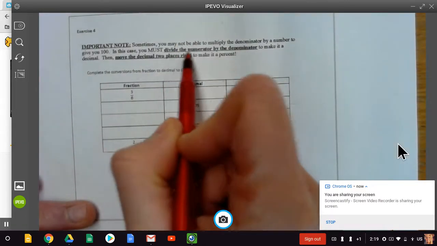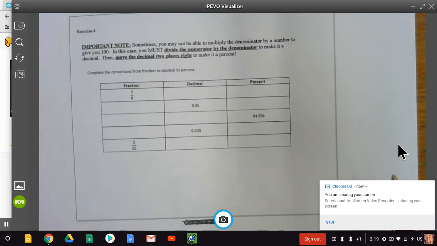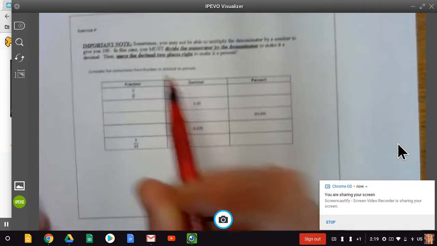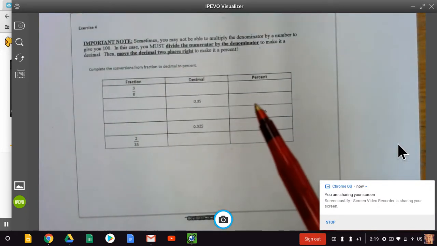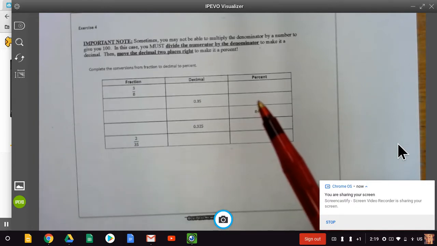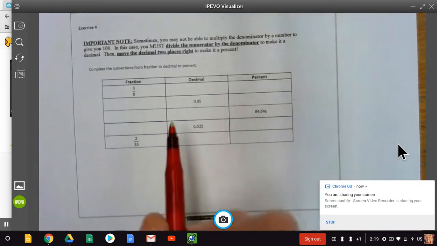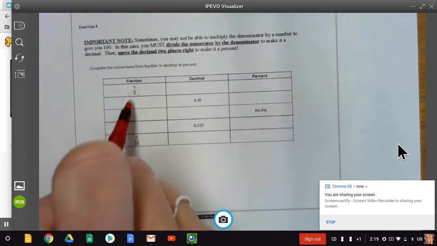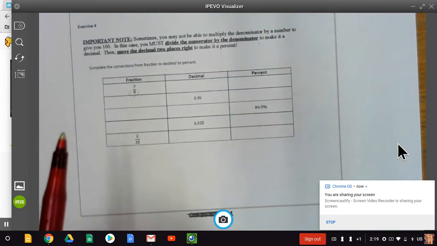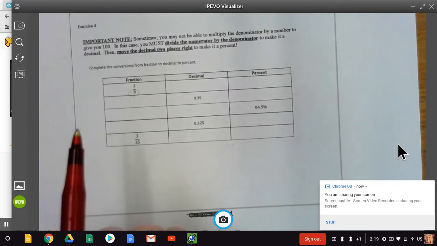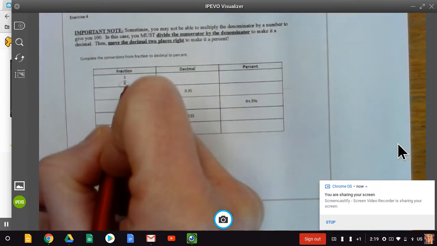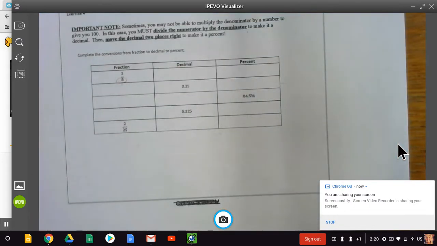In this case, you must divide the numerator by the denominator to make it a decimal. Then move the decimal 2 places to the right to make it a percent. So that's where it gets a little tricky. Now, in this case, we don't have a multiple of 10 here. 10s are easy to get up to 100. We can multiply by 10. We can multiply by any kind of number. But when you have an 8, you can't really multiply by anything to make that a decimal.